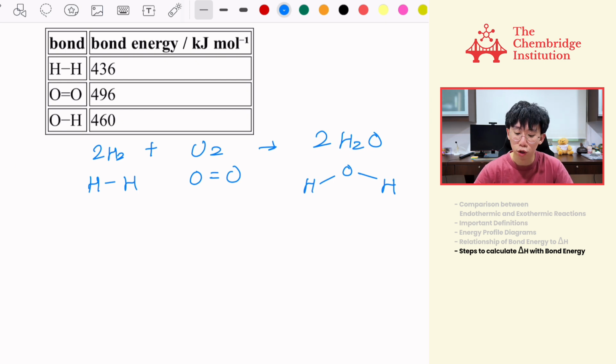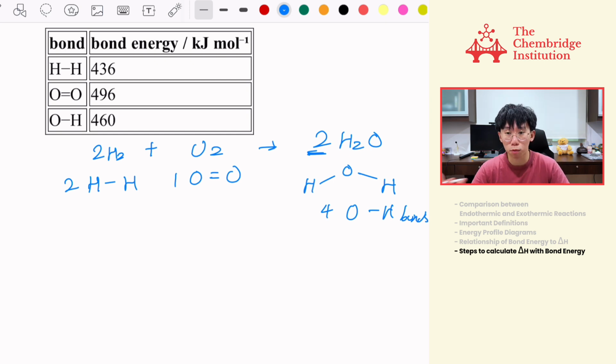And then you want to count the number of bonds. Okay, there's 2 of this H-H bond, there's 1 O double bond O, and there's actually, you have 2 H2O molecules, so you actually have 4 O-H bonds that you're going to form. Okay, this is where it gets very tricky, right? So it's always advised to go and draw it out to calculate the number of bonds properly.